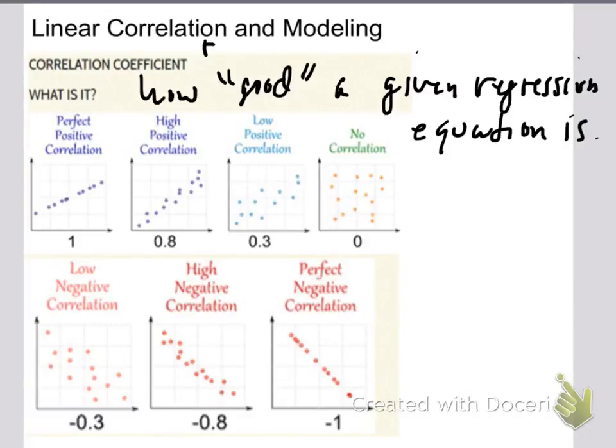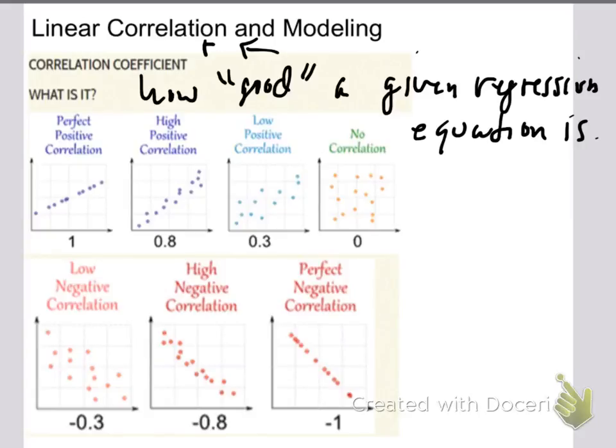Okay, ladies and gentlemen, this is part 2 video for section 2.1. We're going to begin by talking about the correlation coefficient, which you will see abbreviated with a lowercase r. And what it does is tell us how good a given regression equation is.